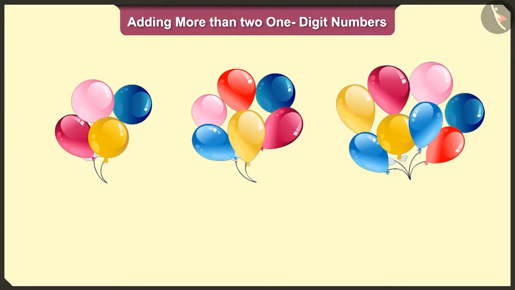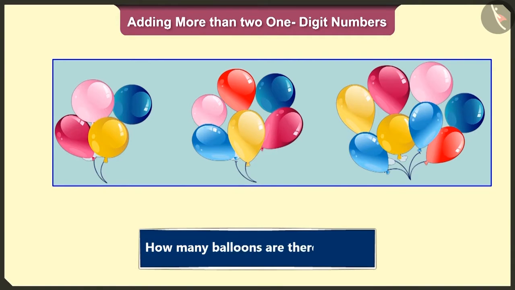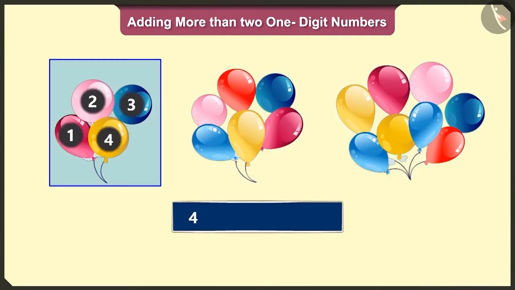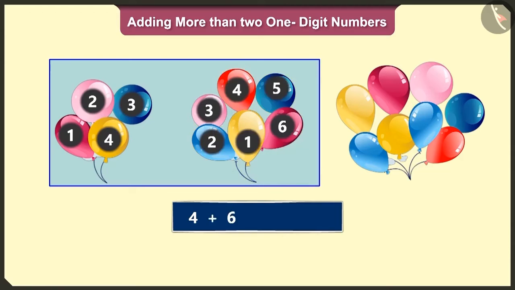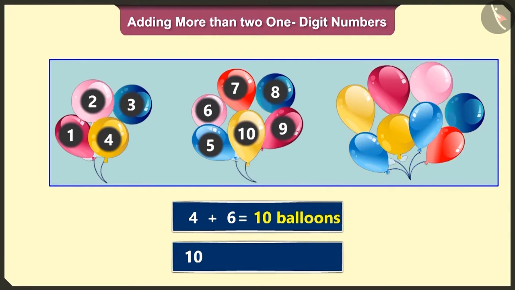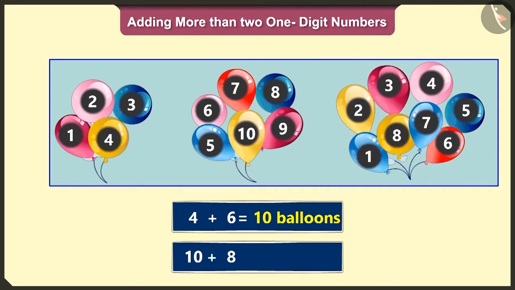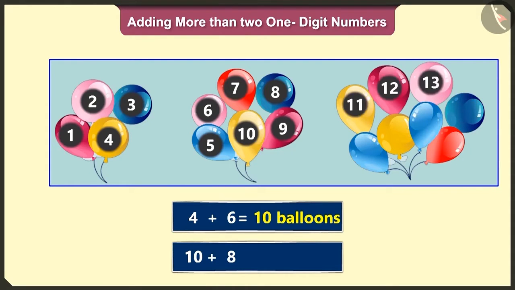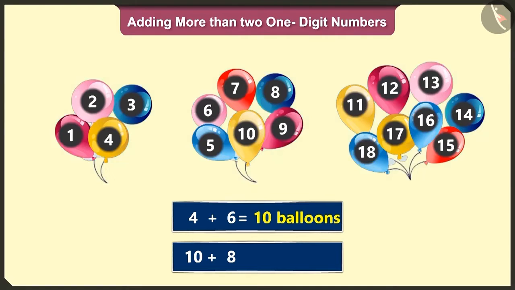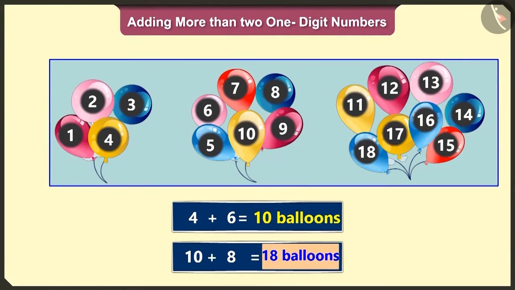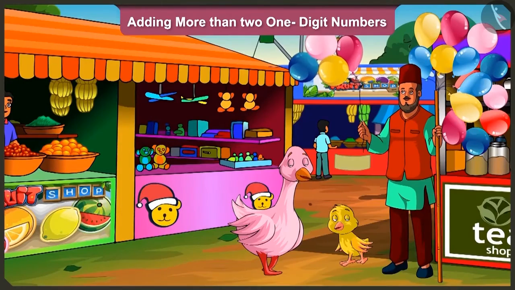Okay, so now tell me how many balloons are there in total? If we add 4 balloons of the first group to 6 balloons of the second group, then count after 4 will be 5, 6, 7, 8, 9 and 10 balloons. To these, we add 8 balloons of the third group, then after 10 count 11, 12, 13, 14, 15, 16, 17 and 18 balloons is what we have. So the total number of balloons is 18. Well done, Pillu.